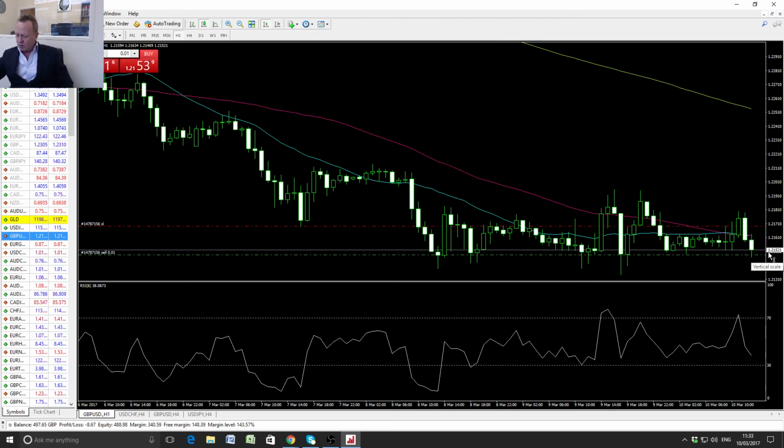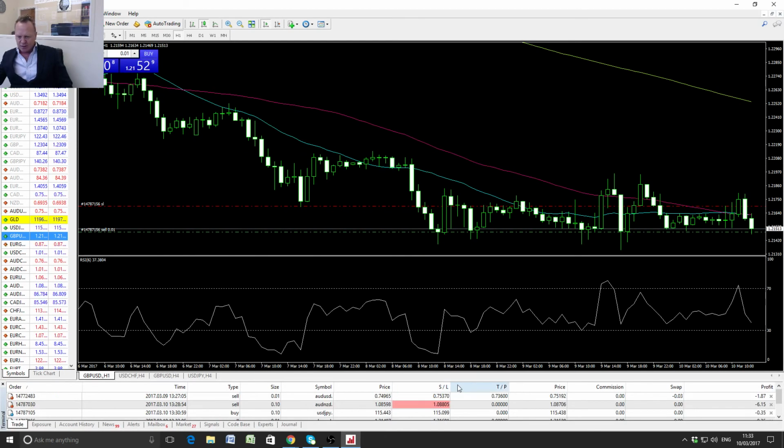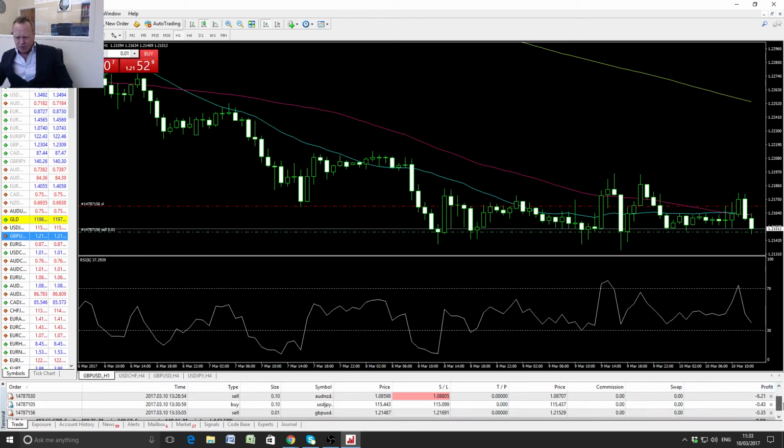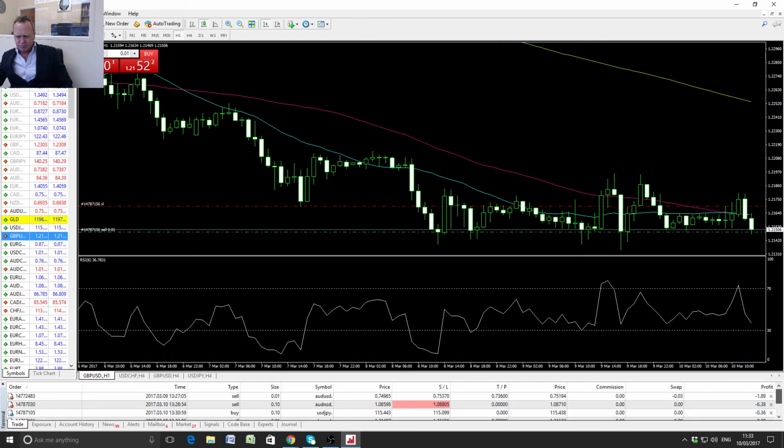So we've got GBP USD. Let's bring up what did we take. Okay. So that's 4 trades so far. Aussie dollar USD, Aussie dollar New Zealand, short. We bought the dollar yen, and we're now shorting cable.